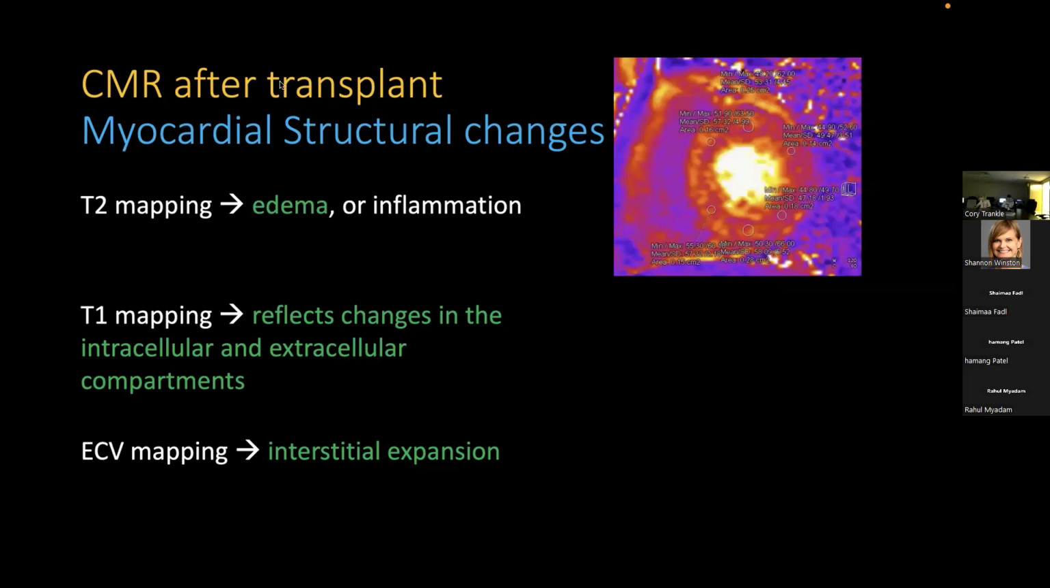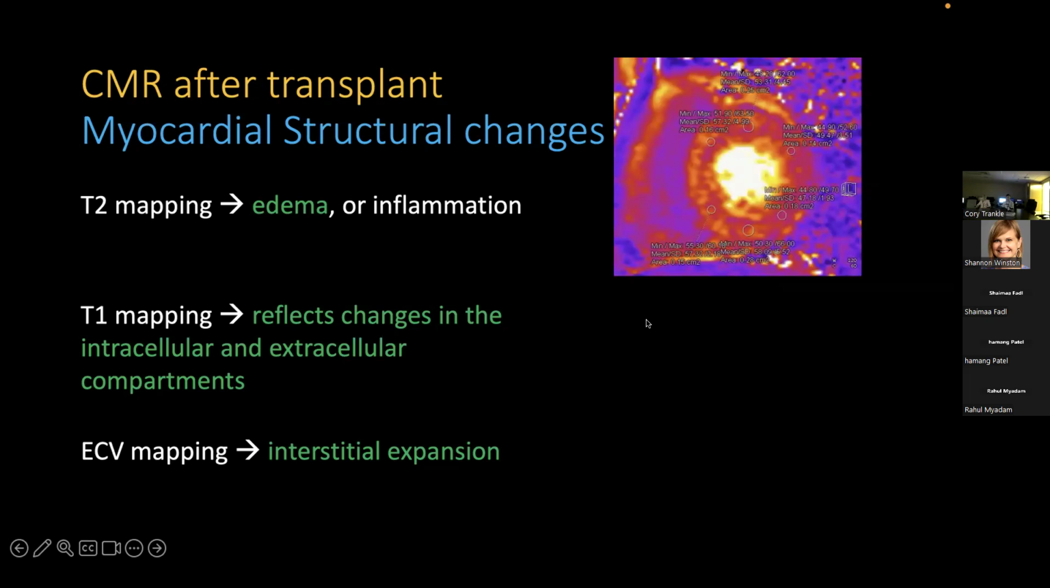For the trainees, just remember that T2 is a surrogate. We use it as a surrogate for edema and inflammation. T1 mapping reflects the changes in intracellular and extracellular compartments, and the ECV values are used to reflect the interstitial expansion.